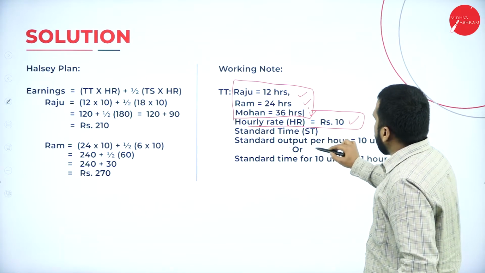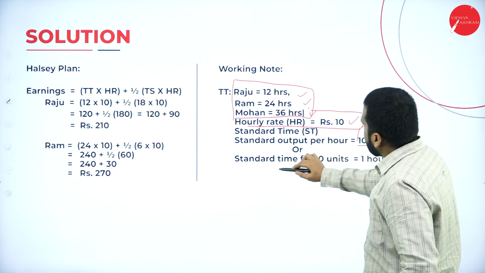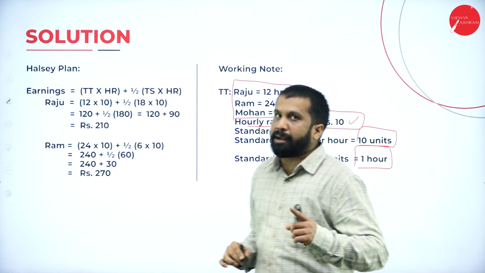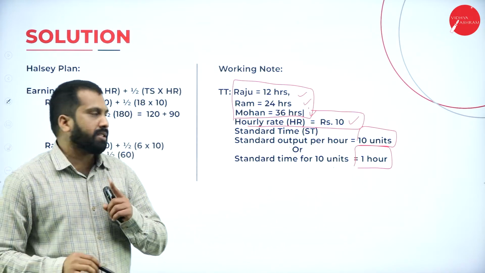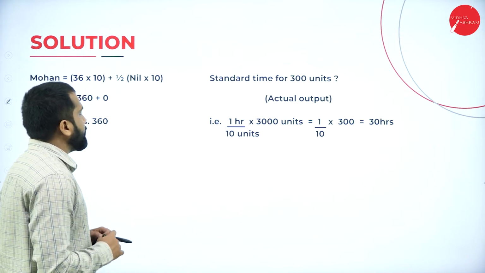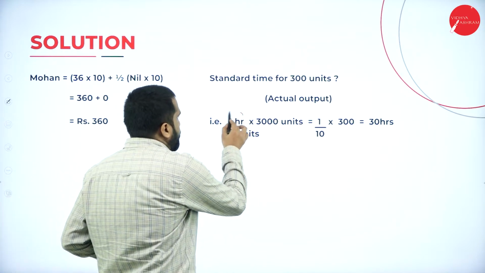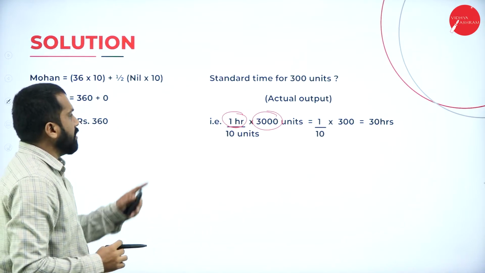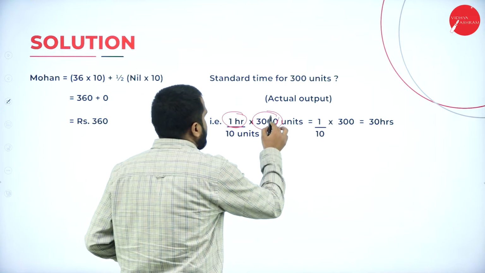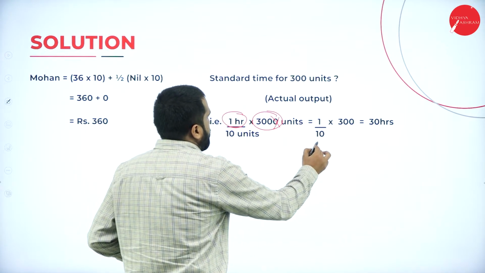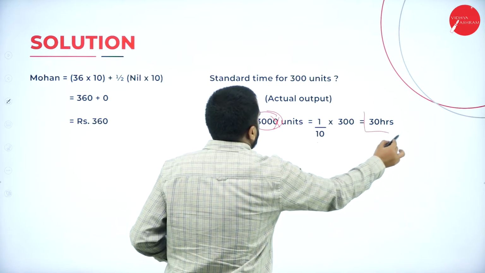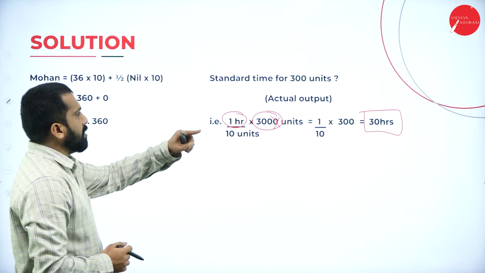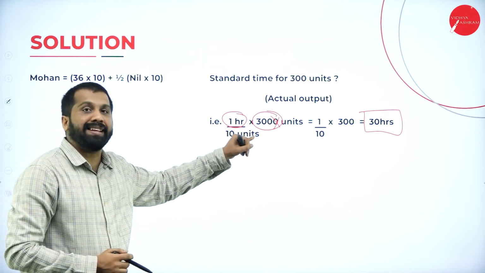Standard time: standard output per hour is 10 units. Standard time for 10 units is 1 hour. In 1 hour, you can produce up to 10 units. Now, how to find this? See, 1 hour multiplied with 300 units. So 1 divided by 10 into 300, you will get 30 hours. Hope you are clear. How much you got? You got 30.